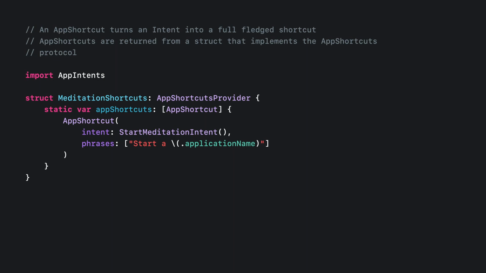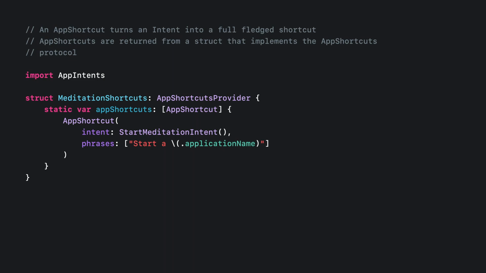Similar to an intent, app shortcuts are defined in Swift code by implementing the App Shortcuts Provider protocol. To implement the protocol, I'll simply create a single getter that returns all the app shortcuts I want to set up for the user. Note that in total, your app can have a maximum of 10 app shortcuts. However, most apps only need a few.